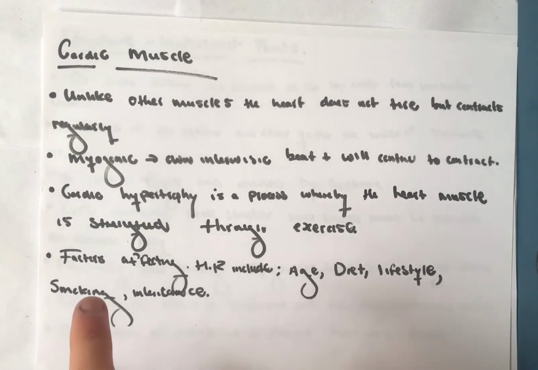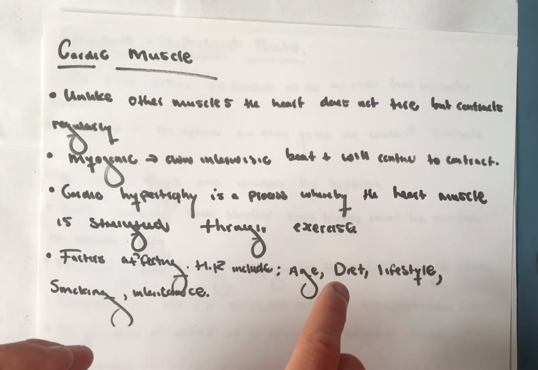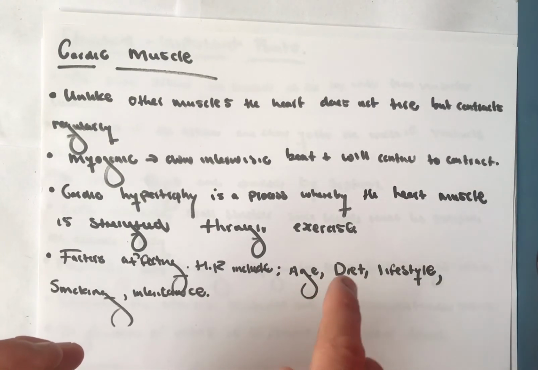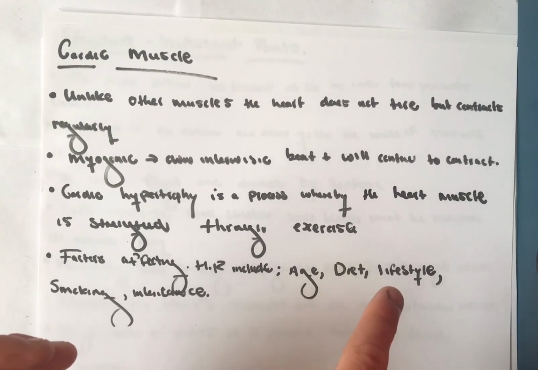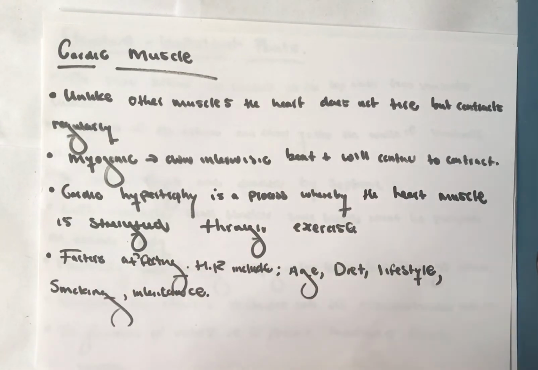Finally, we have some factors affecting heart rate, which include age. So the older you are, the slower your heart rate is generally. Your diet, there's been evidence recently linking diet to a healthy heart. Lifestyle, if you have a very sedentary lifestyle, you'll often have a very high heart rate, whereas you see athletes have a lower heart rate, about 40 beats per minute.